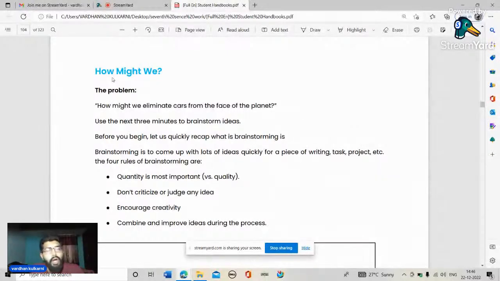Brainstorming is coming up with a lot of ideas quickly, at the pace of writing, for tasks or projects, with the four rules of brainstorming: quality is more important than quantity, don't criticize or judge any ideas, encourage creativity, and combine and improve ideas during the process, right?